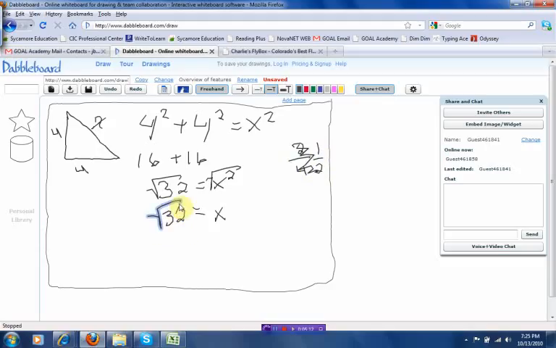Now, one way to do this is to just plug this into a calculator. So if you plug square root of 32 in a calculator, do you have access to a calculator to do that? Yeah. So tell me what square root of 32 is. Okay, 6.5. Okay, now, the problem is that wasn't one of your answers, was it?